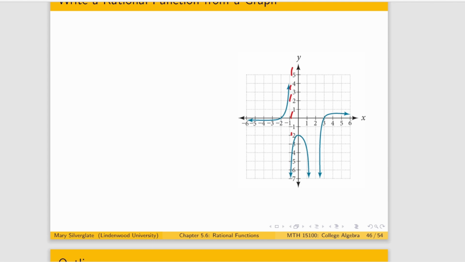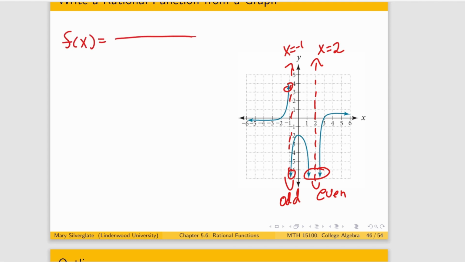So you hopefully noticed right away that there appear to be 2 vertical asymptotes. And which one's considered odd and which one's considered even? This one is odd because the graph is facing opposite directions around it, while this one is even because they're facing the same directions around it. So there's one here at x equals -1, and there's another one here at x equals 2. So let's start to think through my function.